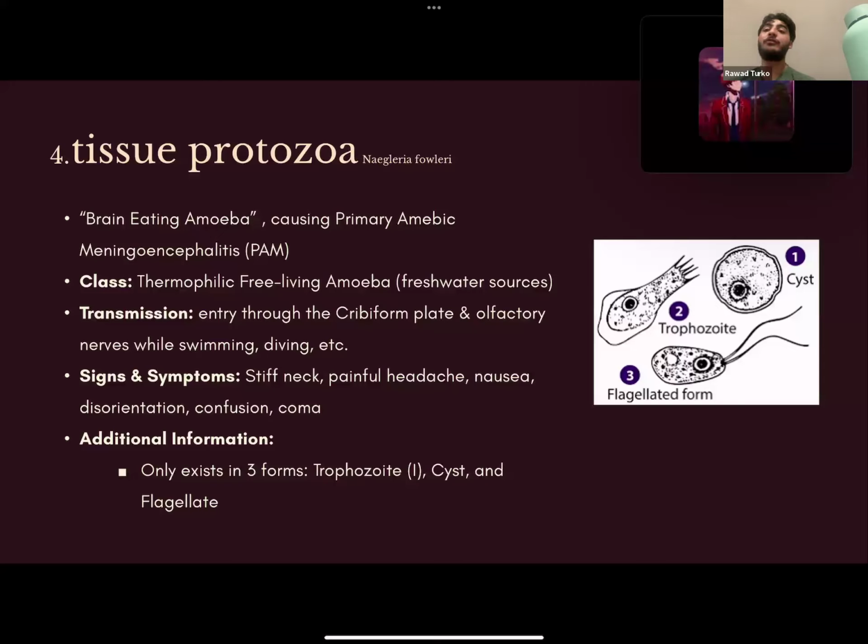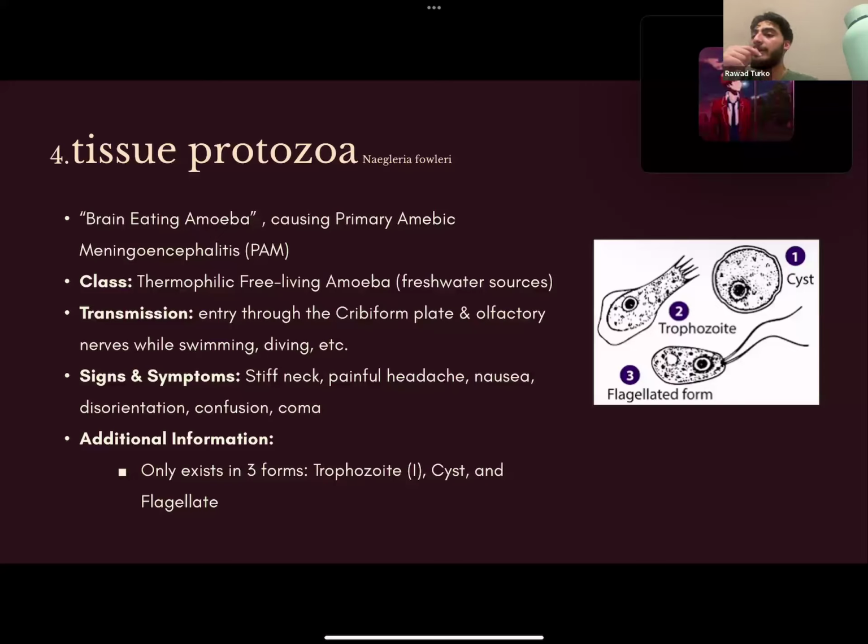They're thermophilic, free-living amoeba. What does that mean? They love warm water sources, like natural streams and hot tubs. That's where they live. And how are they transmitted? They're transmitted through the cribriform plate.